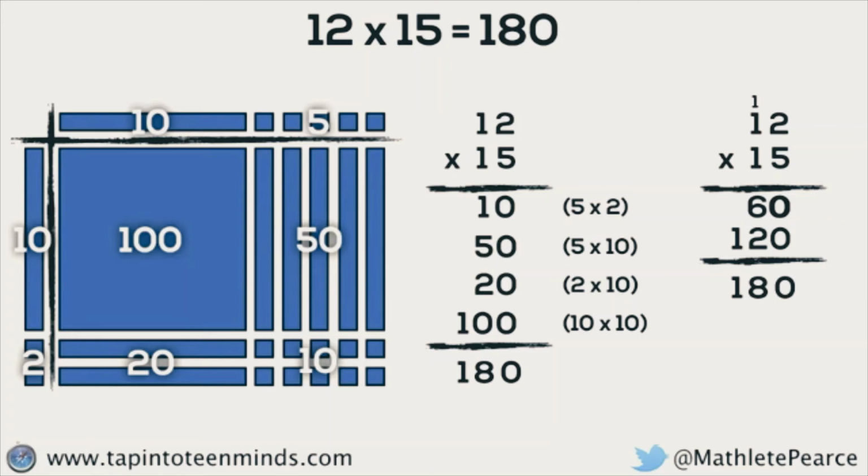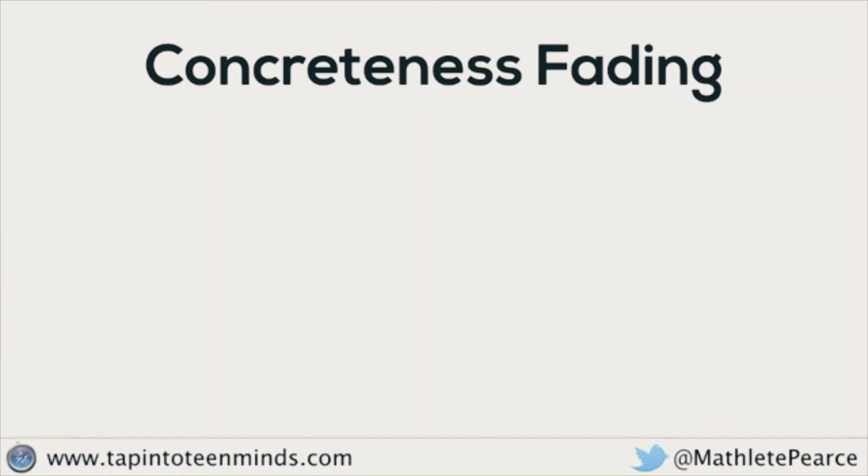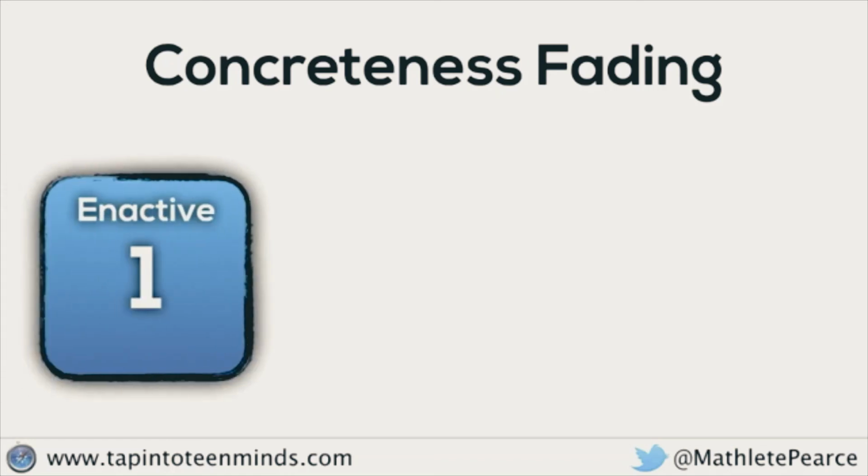Regardless of which method you feel is most effective and efficient for you personally, it's a great benefit to have a conceptual understanding as to why the method you choose actually works. In summary, I'd like to talk about concreteness fading, which is a theory suggesting that mathematical concepts are best learned in 3 stages. The enactive stage, where students use concrete manipulatives to represent the mathematical concept they're working on.